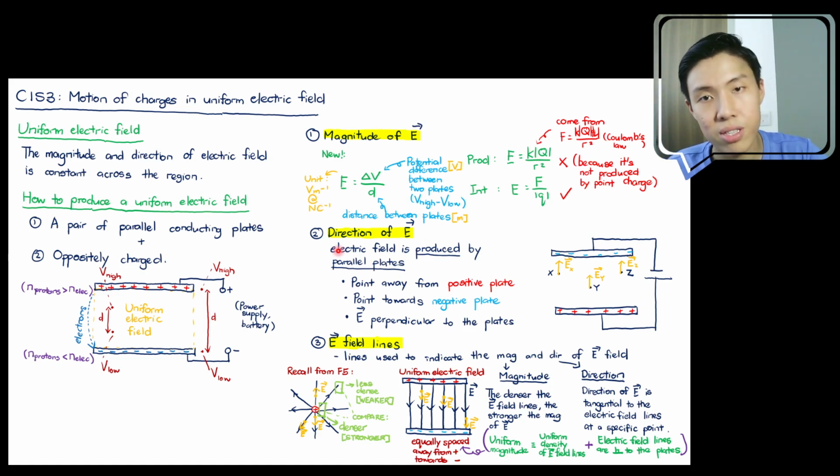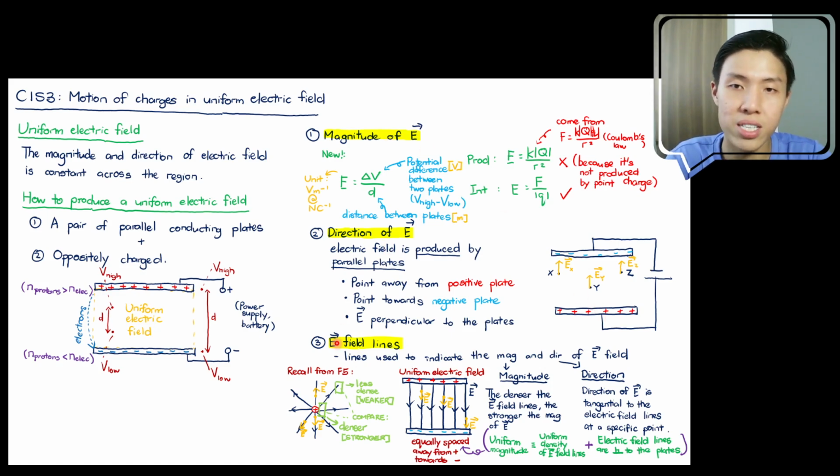Next, for the direction of electric field, you know that the direction should always point away from a positive plate and towards a negative plate. In this case, the positive plate is below and the negative plate is above, so it points from down to up, and it must be perpendicular to the plate. So if the plate is horizontal, the electric field will be vertical. Vice versa, if the plate is vertical, then the electric field will be horizontal. So that's magnitude and direction.